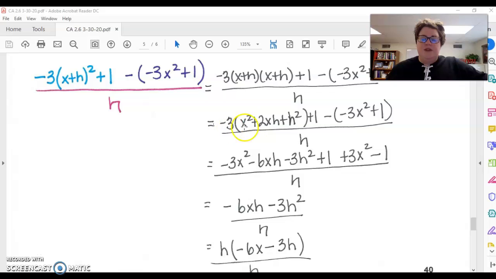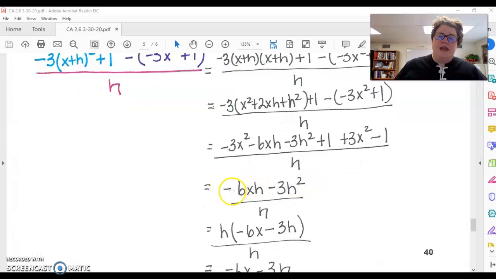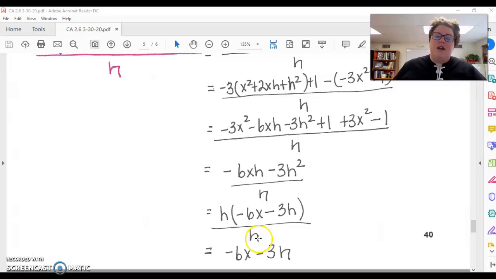and then you want to distribute your 3 and distribute your negative. Combine like terms if you can, simplify terms out. Some should cancel. And I'm left with negative 6xh minus 3h squared all over h. So then, since I have an h on the bottom, I want to factor an h out of both of those. So my h can go away, and I'm left with negative 6x minus 3h.